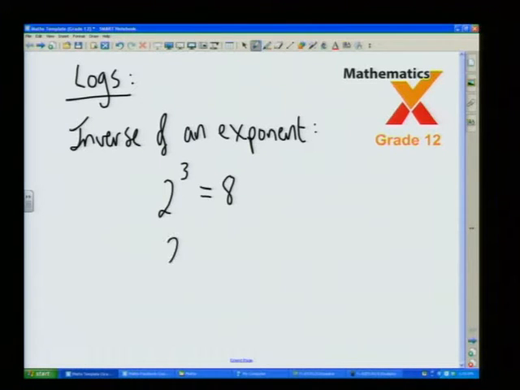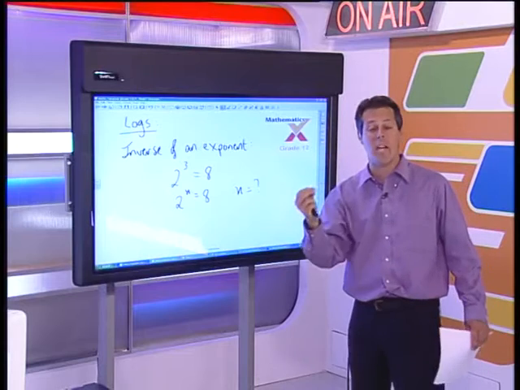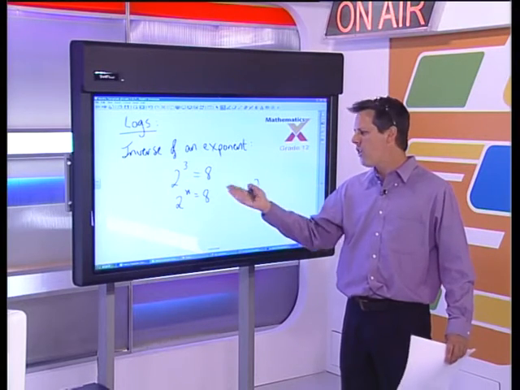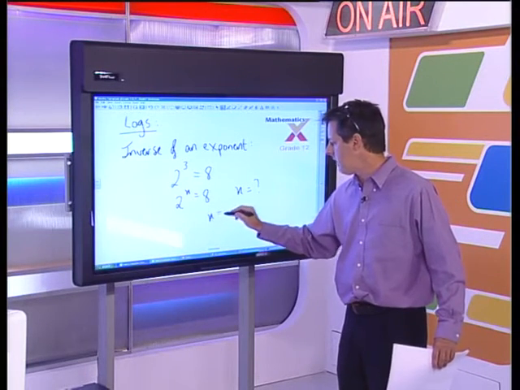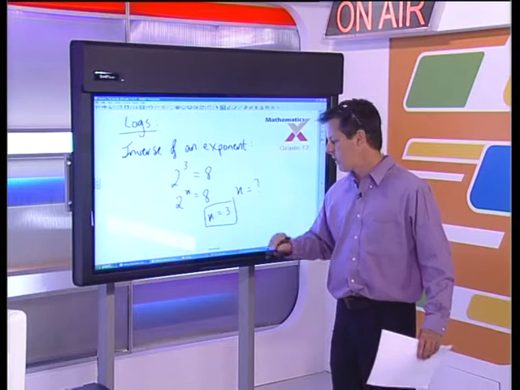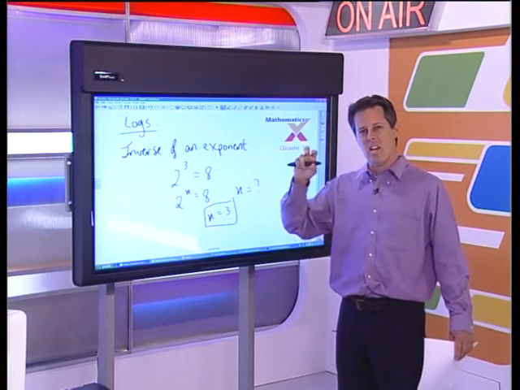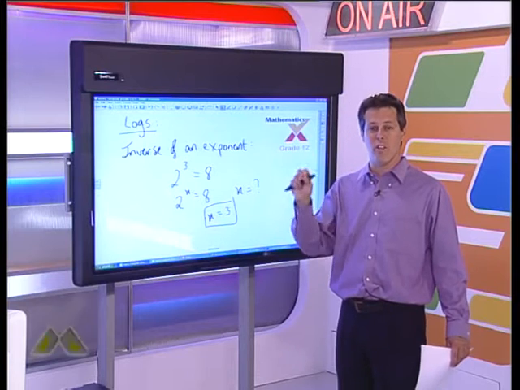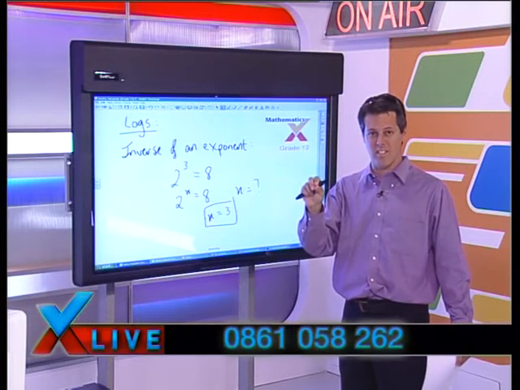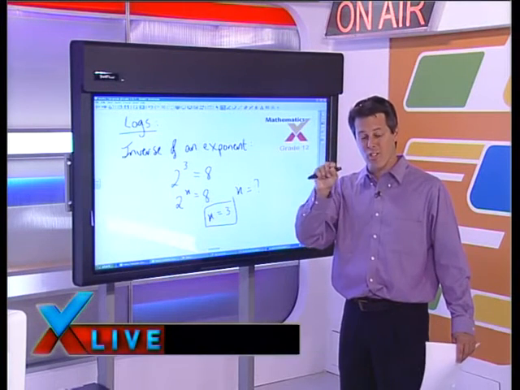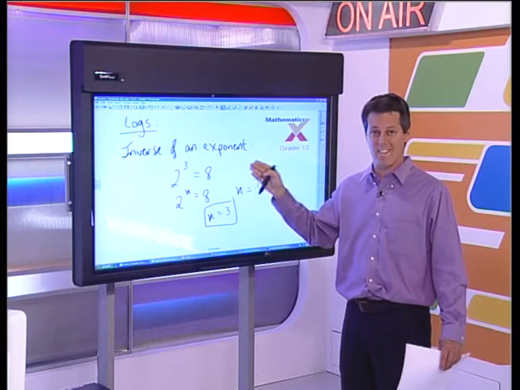But if I change it slightly and I said 2 to the x is equal to 8, what is the value of x? Suddenly we've got an exponential equation. And again, you know the answer, x is equal to 3. What's the big deal, Mark? That's easy. But what I want you to understand is that logs are used to solve nasty exponential equations. I'll say that again. Logs are used to solve the nasty big daddy type questions.